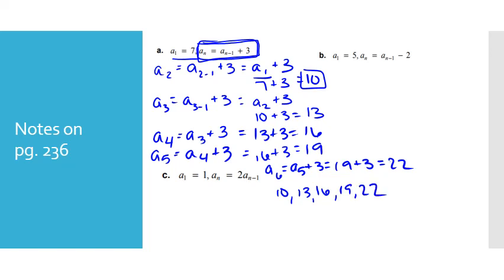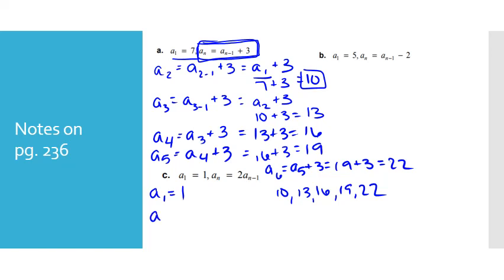Why don't you just pause the video and work B on your own. I'm sure you'll be fine with it. And you can bring me questions tomorrow, though, if we need to. Now let's look at C. It's just a tad bit different in that it's multiplying. So this would be like a geometric sequence that we're creating.